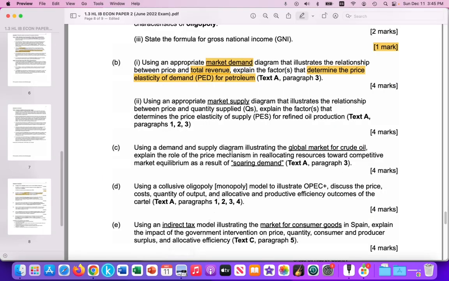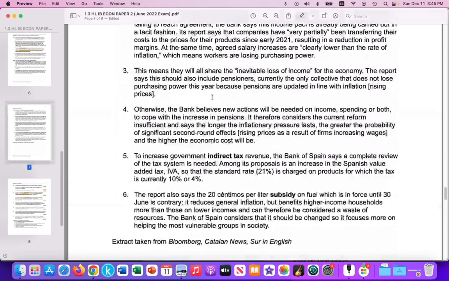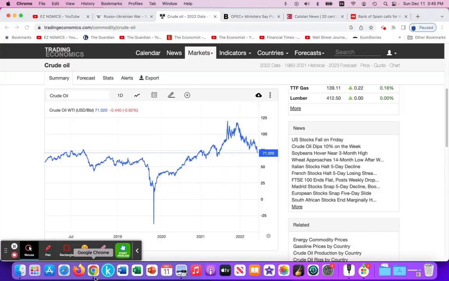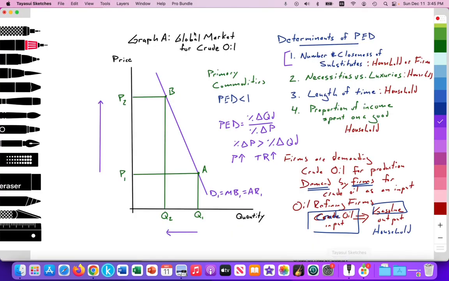So if we go back to the article, text A says here, surging demand ahead of the peak driving season is sending refining profit margins and revenue to extraordinary heights, benefiting refiners like Saudi Aramco. So again, this model can help us understand that.